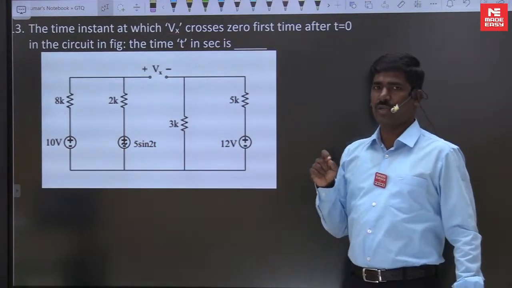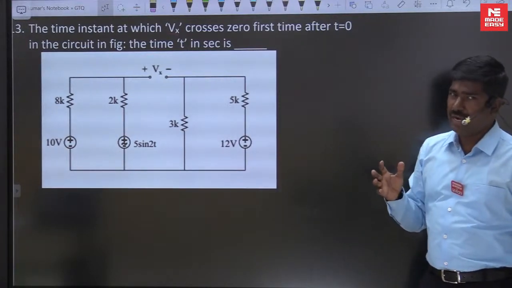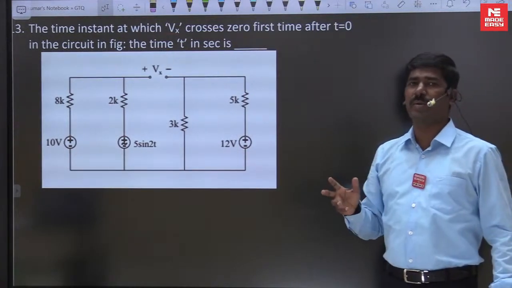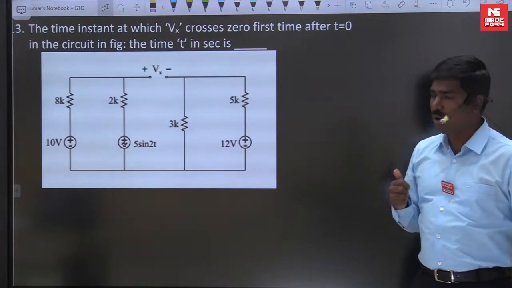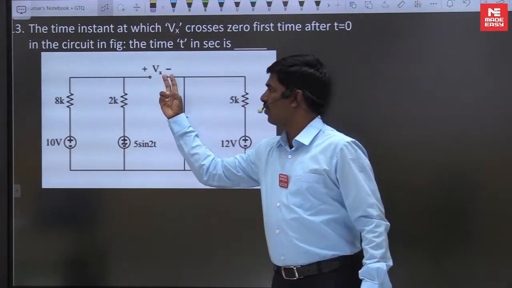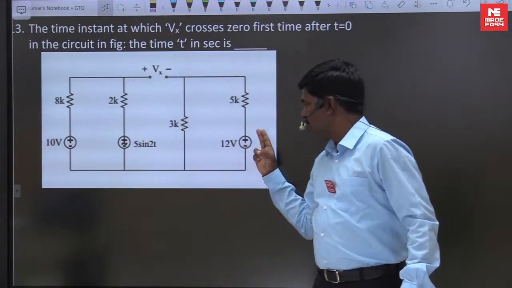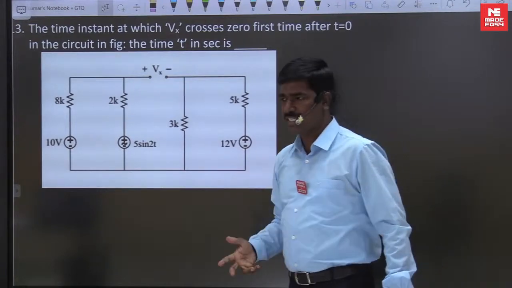So after seeing the circuit, you should get an idea. Whenever different frequencies are operating on the network, only one method, one theorem is applicable, that is the superposition theorem. So how to approach here? Find the Vx value due to the 10 volts being active, then 5 sin 2t, and 12 volts. Set it equal to 0, then get the answer. So fast, give the answer now.